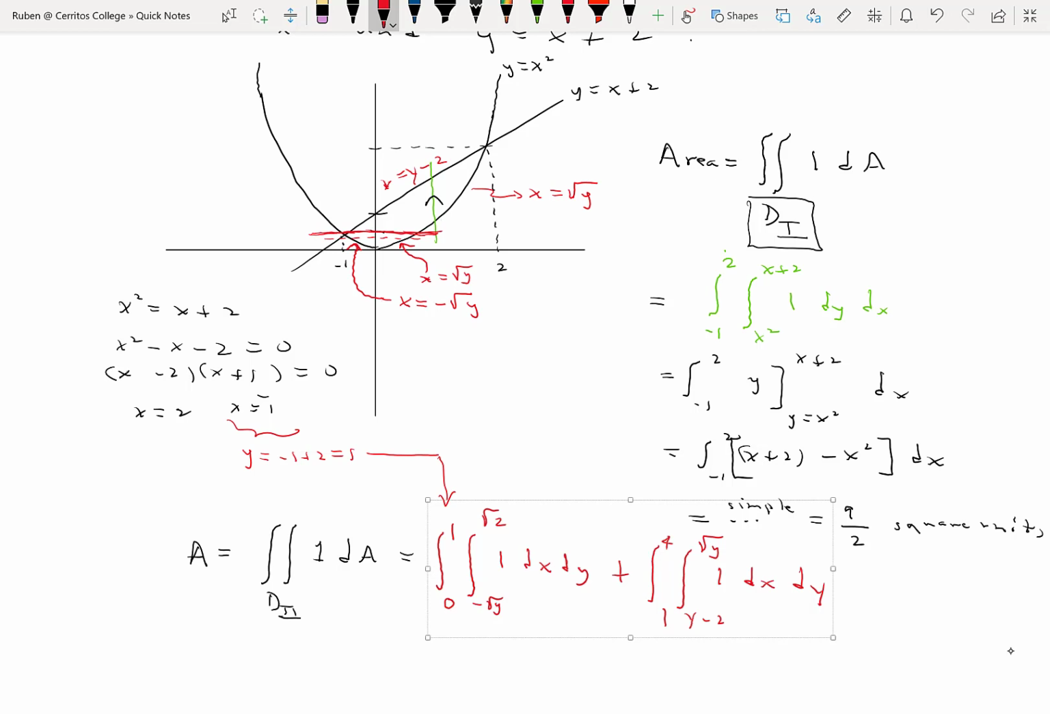Bottom line is this. For a Roman numeral 1 interpretation of your region, it would be nice if you had one function on top and one function on the bottom throughout your region. For a Roman numeral 2 region, it would be nice to have one function of y on the left and one function of y on the right for your region.